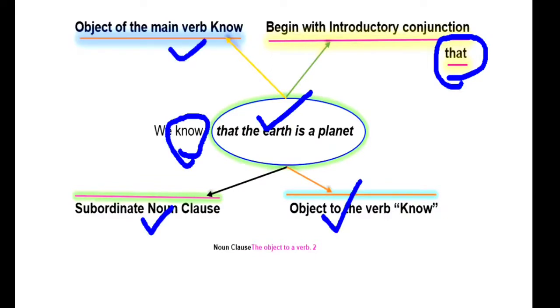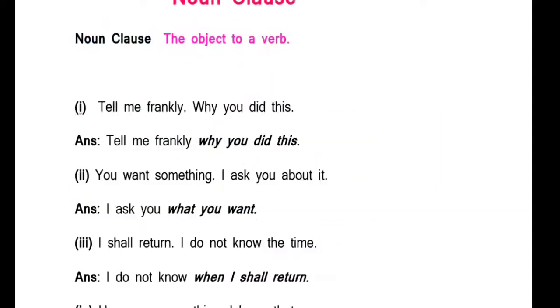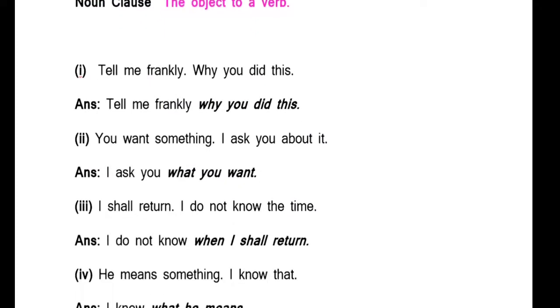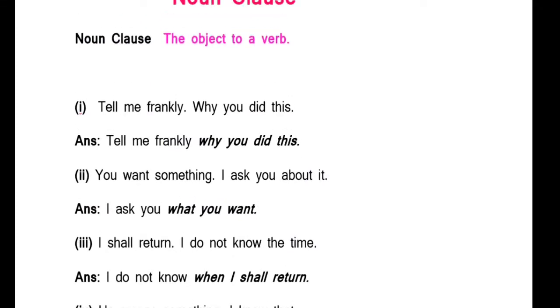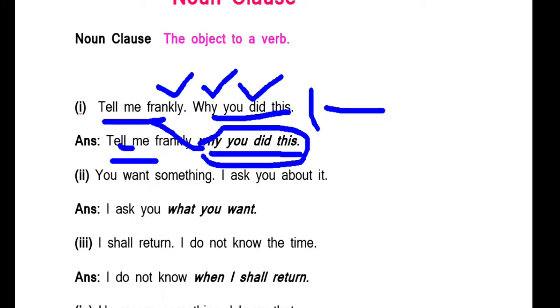Okay, now we will see more examples of object to the verb. See here, tell me why you did this, something like that. These sentences will be given and you will be asked to join these sentences with the noun clause. So you have to join: tell me frankly why you did this. Tell me frankly, this part is the object of the verb tell, so this is an object to the verb.